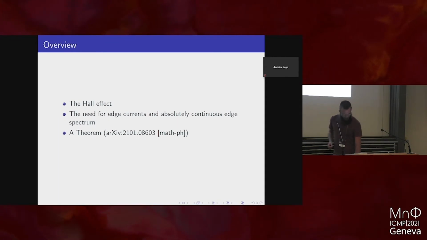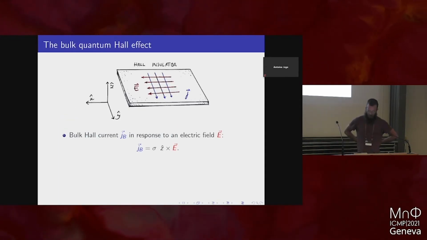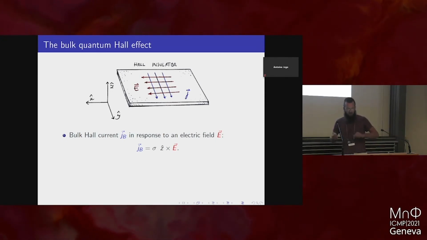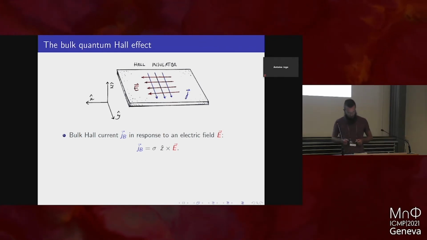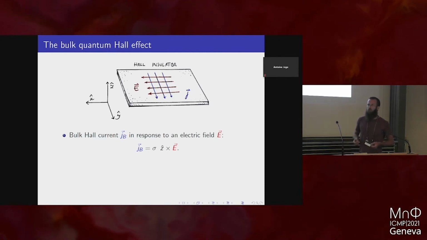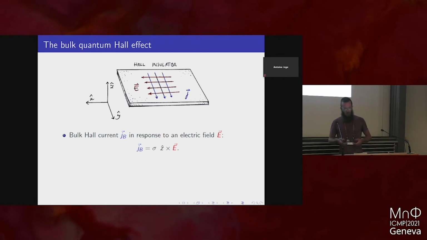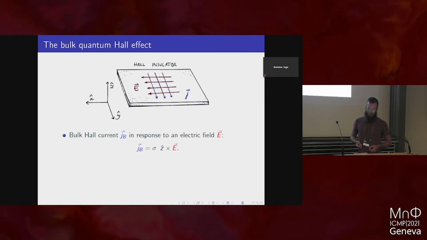So let's get started. What is a Hall insulator? A Hall insulator is a two-dimensional, flat material, and it is an insulator in the sense that if you apply an electric field to it, then there won't be a current in the direction of the electric field. But there is a Hall current perpendicular to the electric field, as shown in the picture. As usual with currents in response to driving fields, the Hall current is in strength proportional to the applied electric field, and this proportionality constant, here denoted by sigma, is called the Hall conductance.